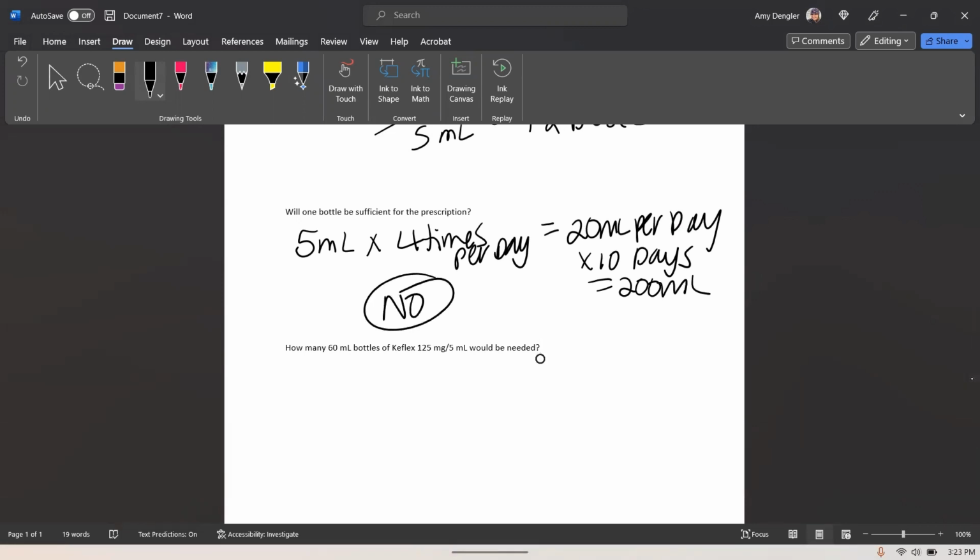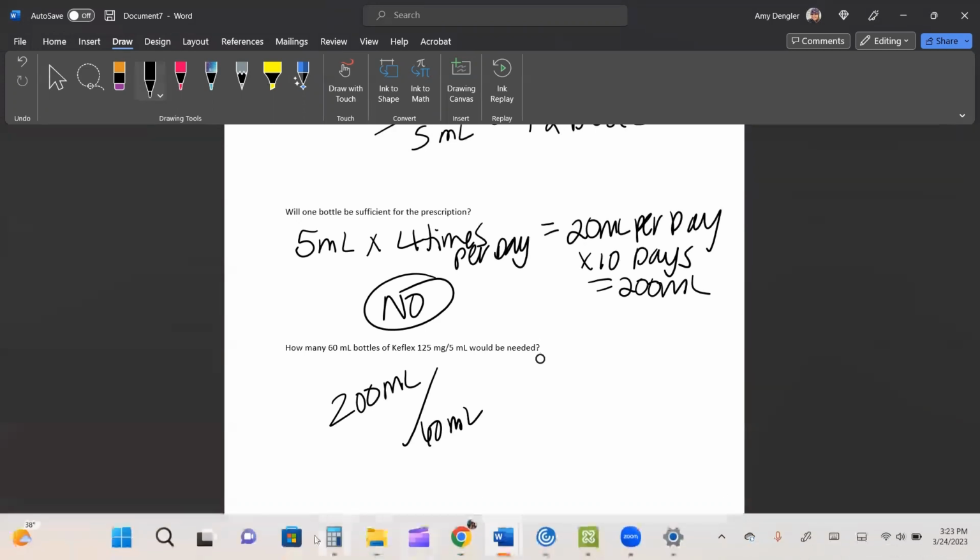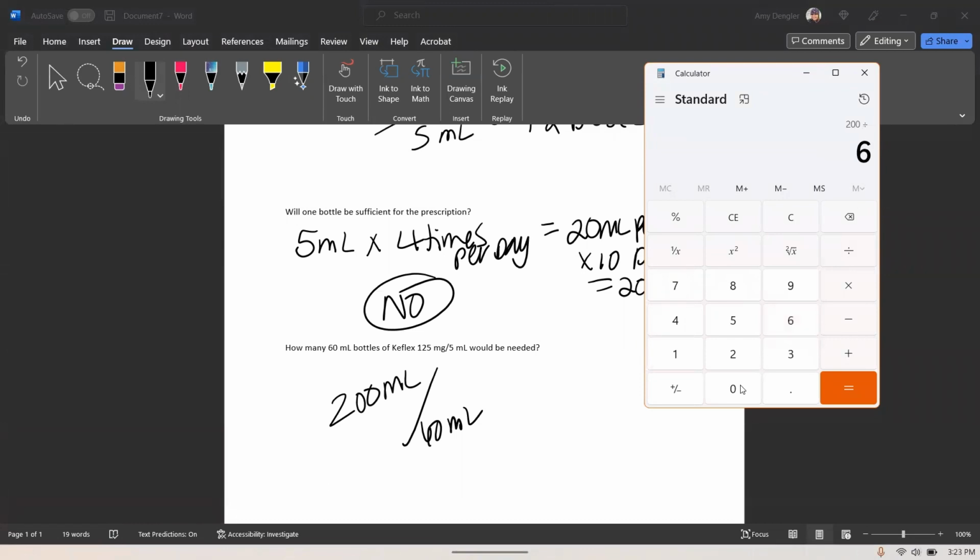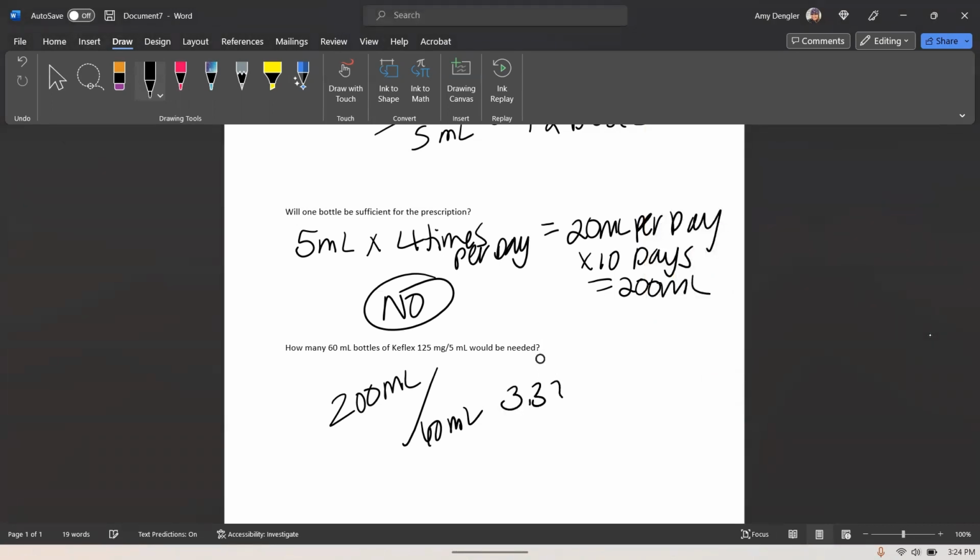And how many bottles would we need? So 200 divided by 60 ml. Let's see what we get. So we need 200 ml and each bottle has 60 ml. So that means we would need 3.33 bottles. We can't give a patient a 0.33. So we would have to round that up to 4 bottles. We couldn't give them 3 because they wouldn't have enough for the whole 10 days. And we can't give them 0.33.